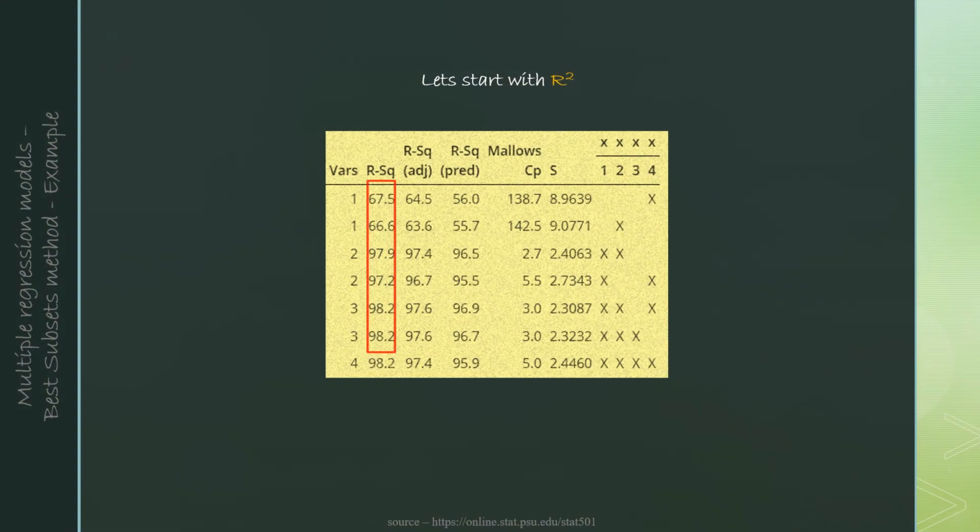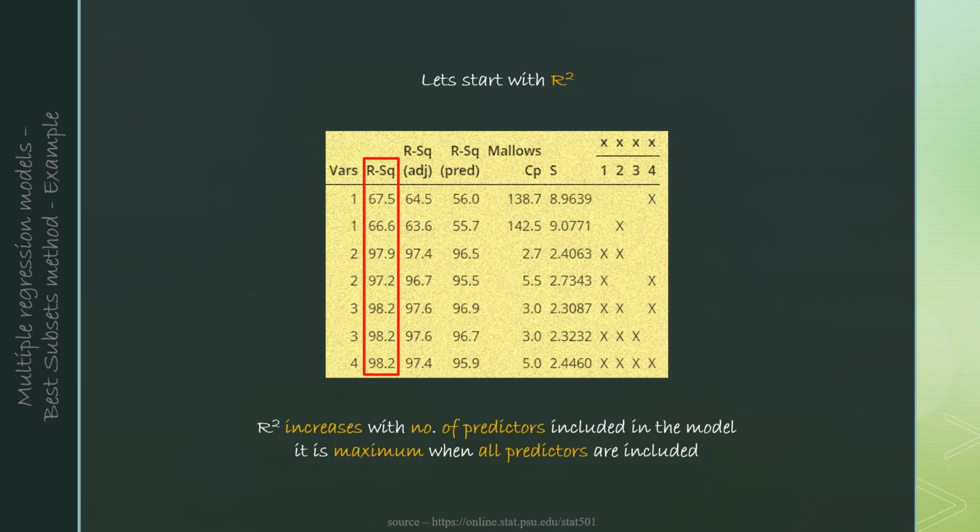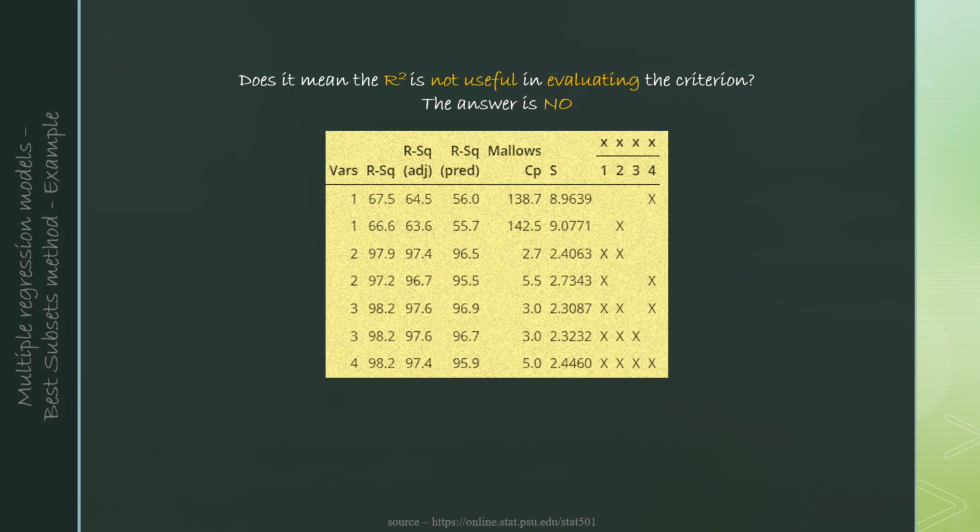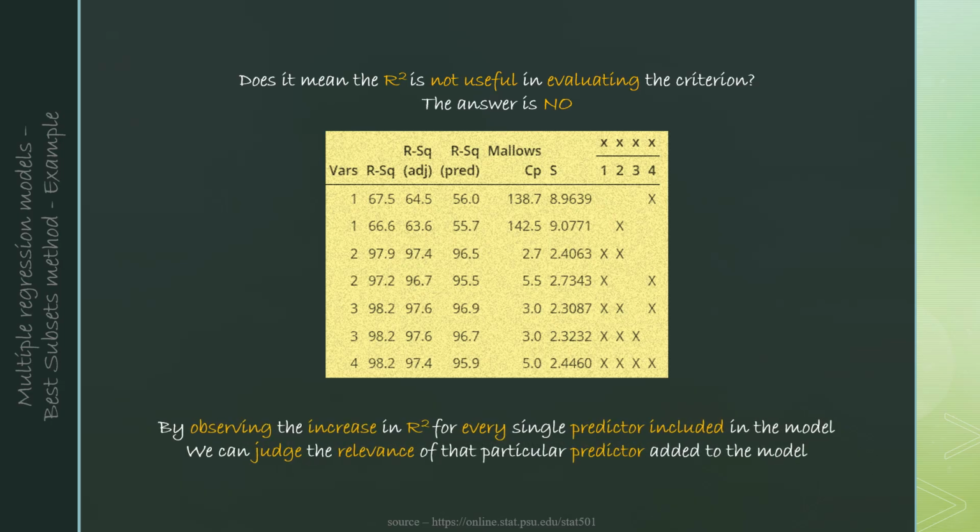Let's start with R square. R square increases with the number of predictors included in the model, and it is maximum when all predictors are included. Does it mean the R square is not useful in evaluating the criteria? The answer is no. By observing the increase in R square for every single predictor included in the model, we can judge the relevance of that particular predictor added to the model.